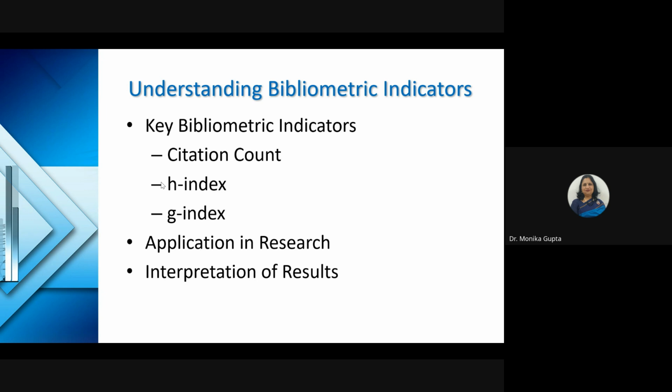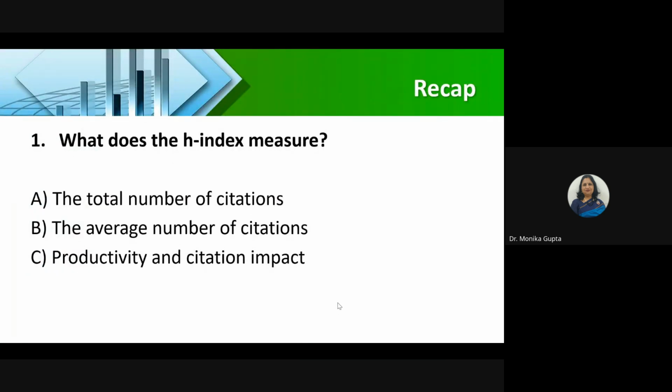So citation count is measuring the number of times a paper has been cited. Sorry, H-index combines productivity and citation impact, and G-index gives more weightage to highly cited articles. So understanding these indicators enables researchers to identify the most influential studies and authors in their field. This session will explain how to apply these indicators to your research and interpret the results effectively.